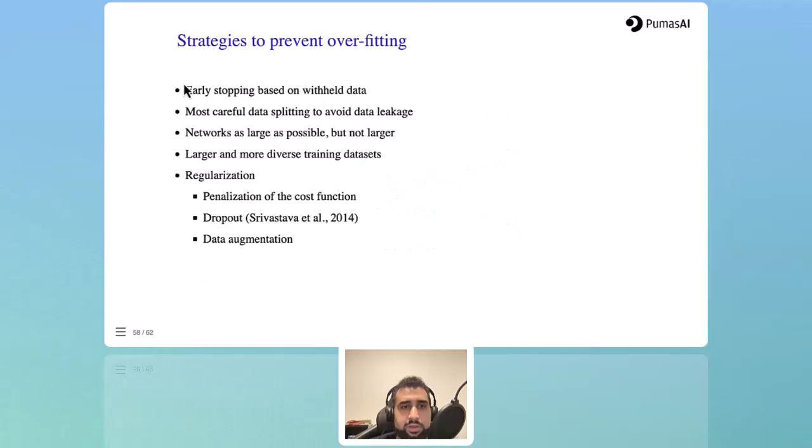So that's one common technique, and it's quite easy to do. You don't need to do anything else. Just make sure that you keep some logs or keep track of your training performance and validation performance, and then pick a stopping point based on that.